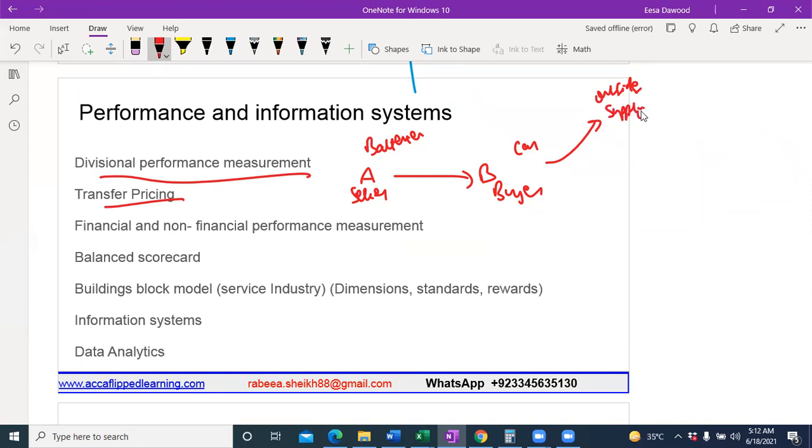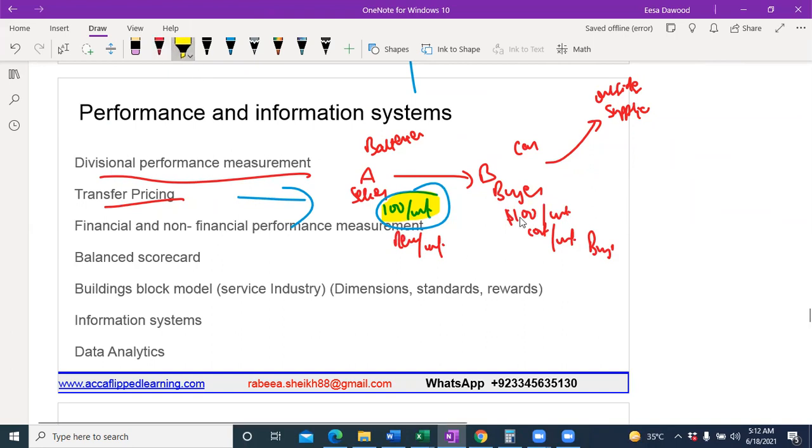So what is the transfer price here in this case? What would be the price at which A would sell those batteries to B? For example, it is 100 per unit. So 100 per unit would be the transfer price. Transfer price is revenue per unit for a seller and cost per unit for a buyer. Definitely it would be revenue, 100 would be the revenue for A and cost for B, because this would be the buying-in cost from A for the batteries.